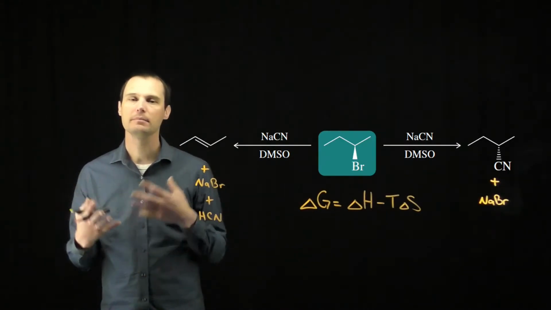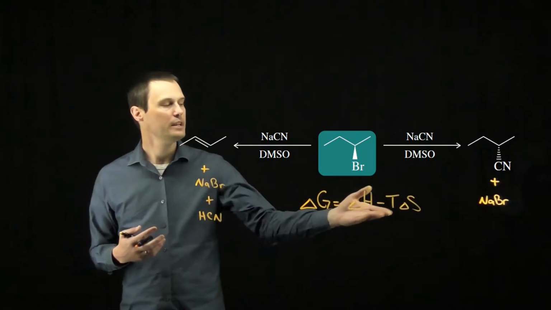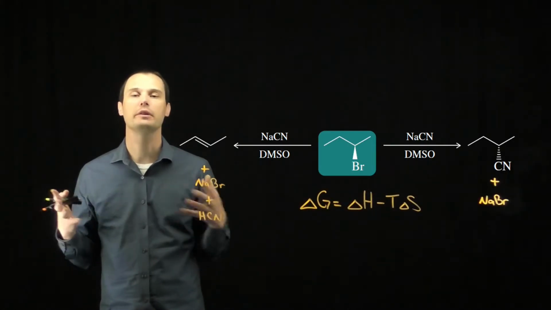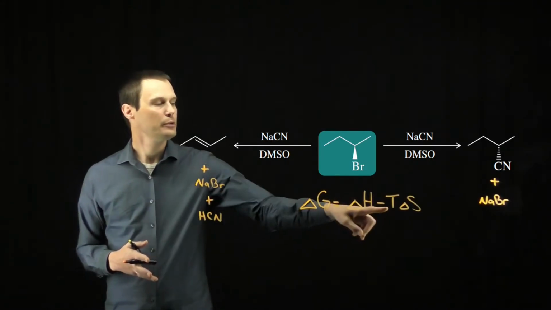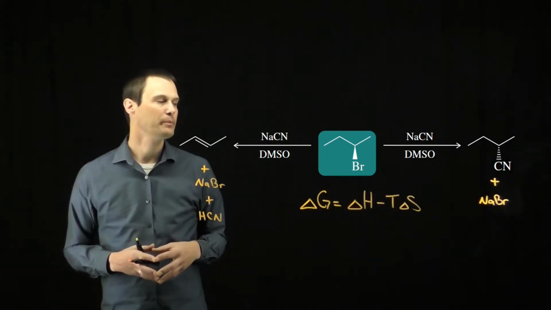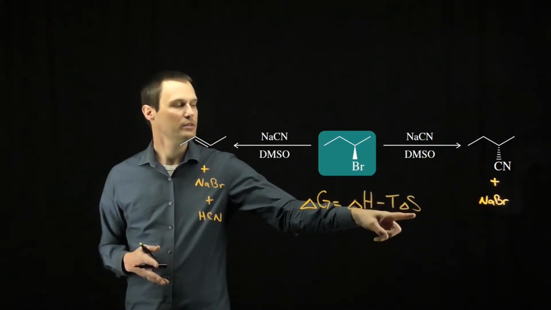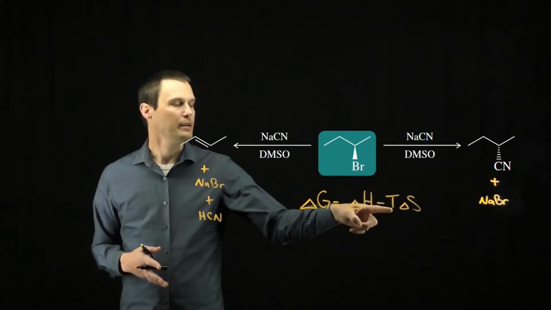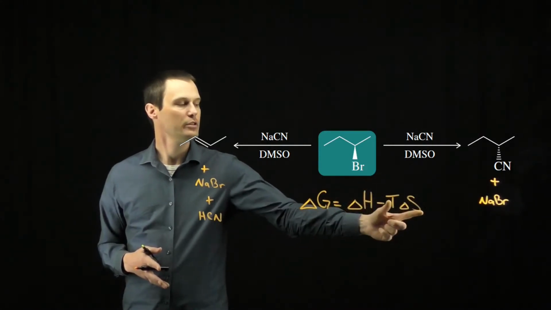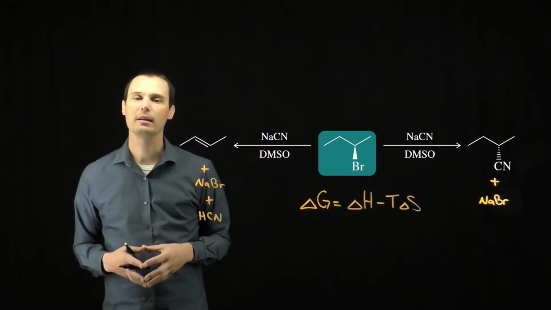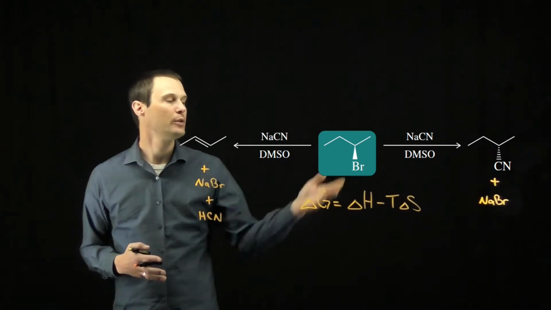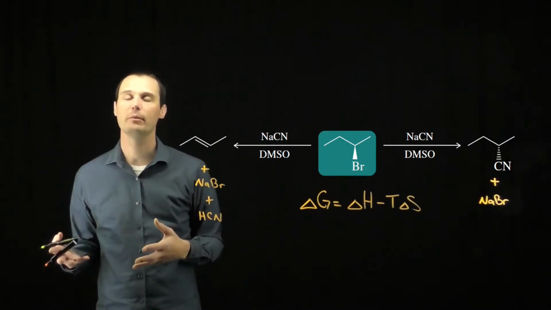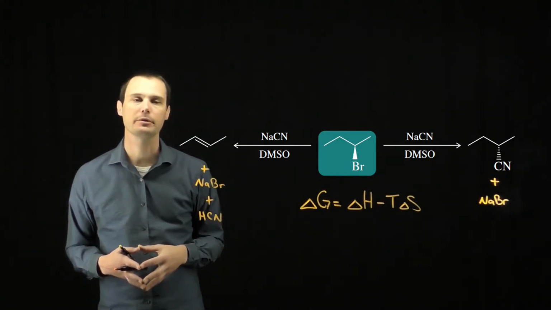Delta H is enthalpy, the sum of bonds formed and bonds broken. Delta S is entropy. A way of looking at entropy is the number of molecules on either side of the arrow. Temperature is in the T delta S term. The reaction that has the larger delta S, the larger change in entropy, will be more negative. At elevated temperatures, this term will be more negative, which will make delta G more negative, which will make the reaction more favorable. So at elevated temperatures, the reaction pathway with the larger delta S will be the more favorable reaction, at least at elevated temperatures.